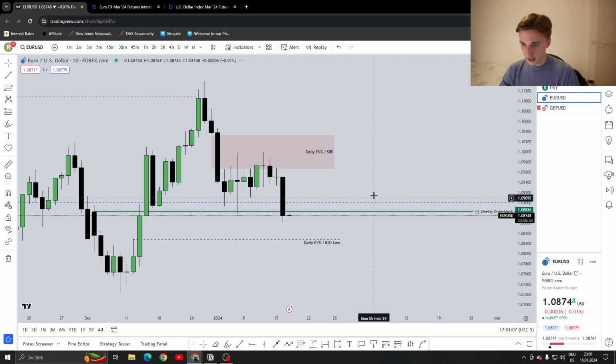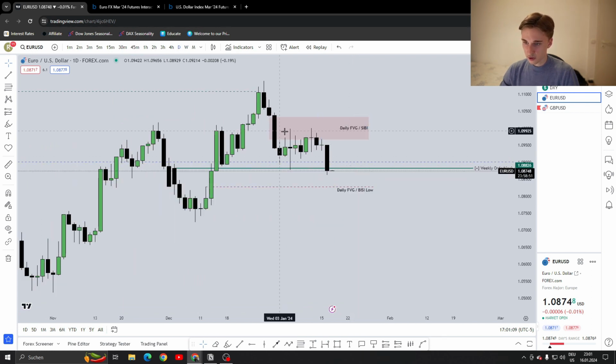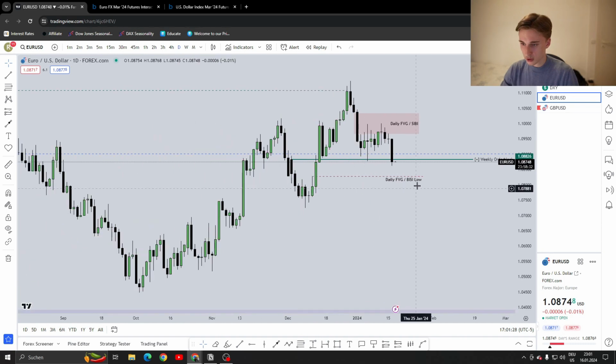Then on the daily time frame, as you can see, perfect delivery from the daily fair value gap, and now we're looking for a run into the daily fair value gap BC low. We want to see a closure of this fair value gap right here. This would be the target for tomorrow. We could look for a nice move, about 50 pips. Let's see if we can catch a move tomorrow.